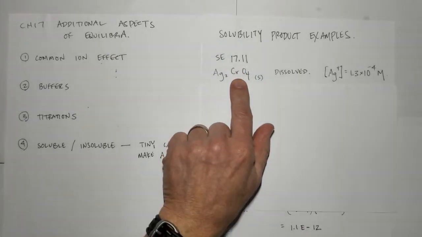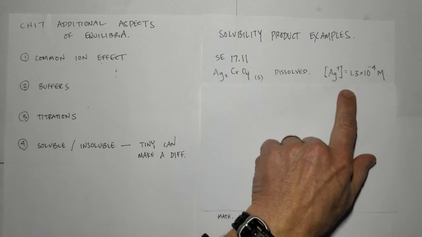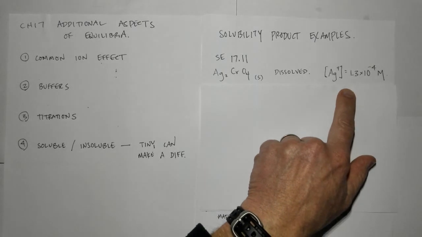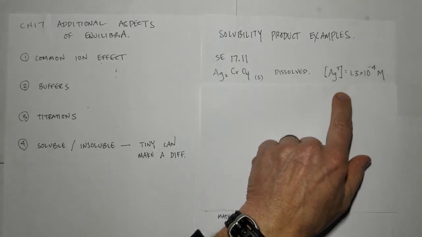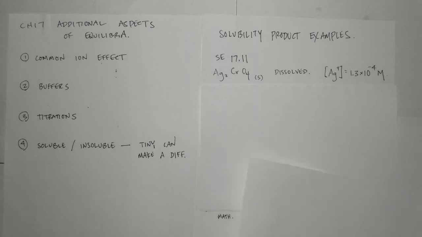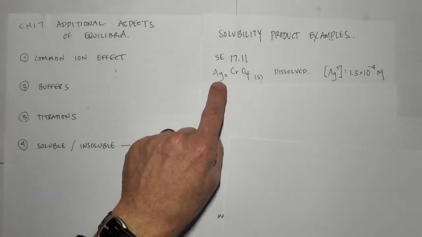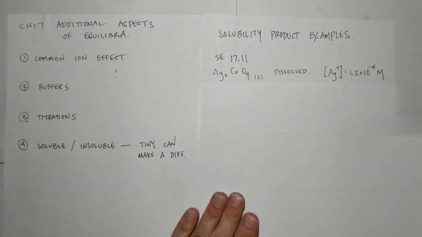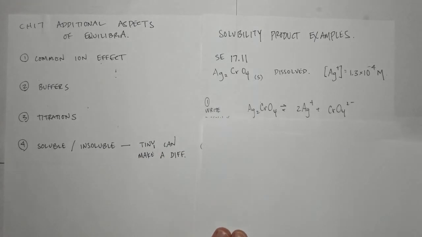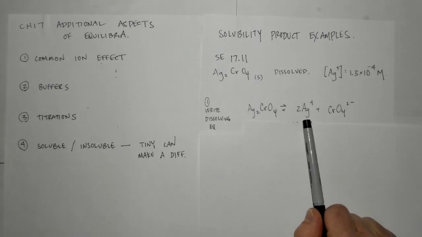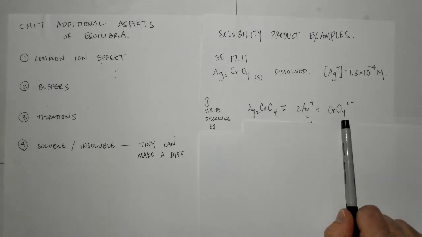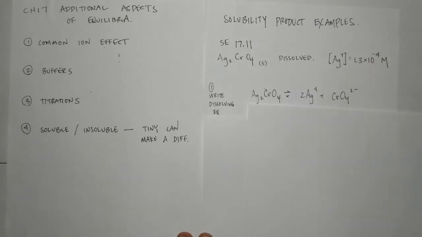So sample exercise 17.11 starts with this solid dissolved in solution, and then it gives us just a little bit of silver ion that's dissolved. We want to know what is the Ksp for this creature right here. Step number one, when in doubt, write the reaction. And so we'll write the dissolving equation of silver chromate. It gives us 2 silver ions and it gives us a chromate anion.